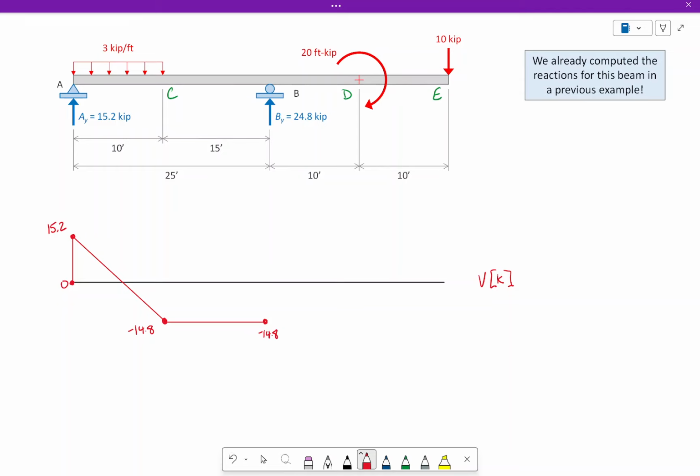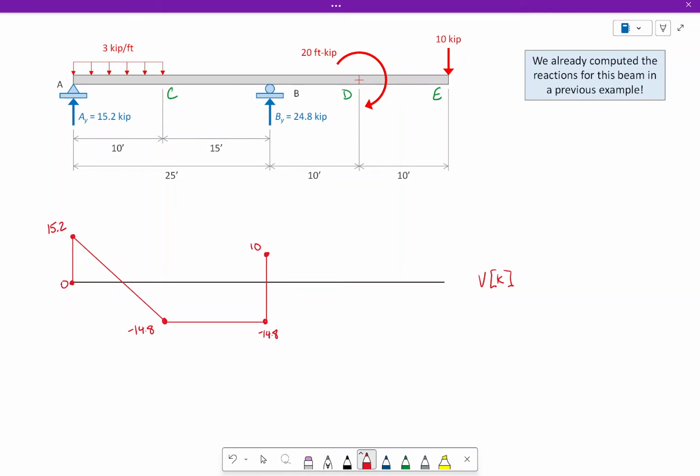What happens at B? So if I'm at negative 14.8, I jump up 24.8. That puts me at 10, right? So we'll go, I don't know, about like that. Trying to maintain the scale. Okay? All right. From B to D, what does it look like?